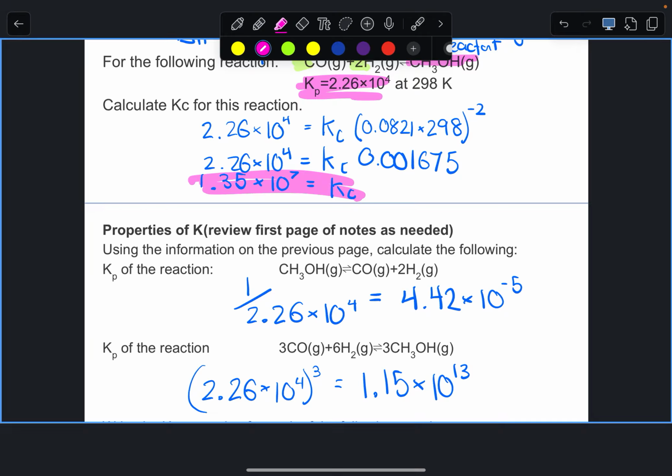The 3, that kind of came from the equation, right? It came from the fact that you multiplied that equation by 3.